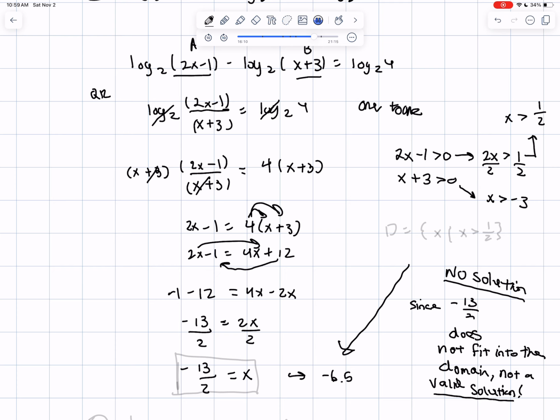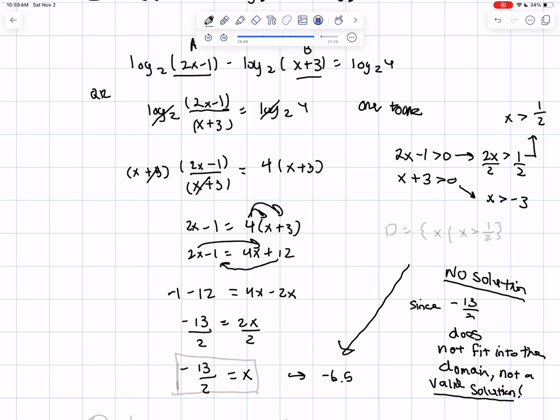So the domain x is greater than 1/2 is what the domain is for this, because it's more restrictive than x greater than minus 3, which is not as restrictive. So the 1/2 is what I'd want to take priority in this case. And if we look at our answer, negative 13 over 2, which is negative 6.5, it actually is outside of the domain.